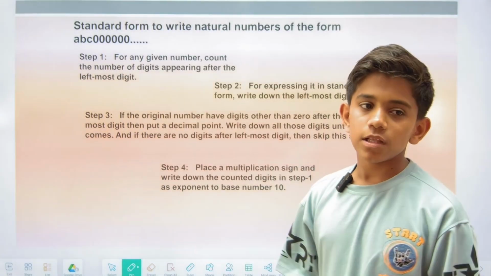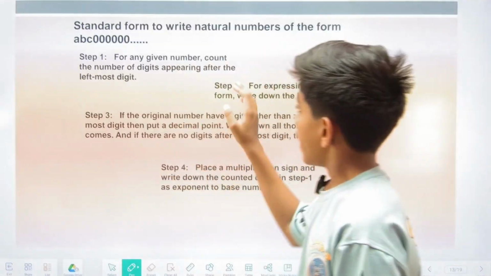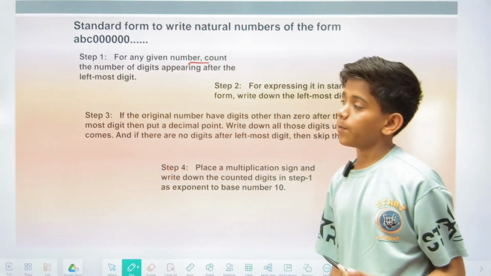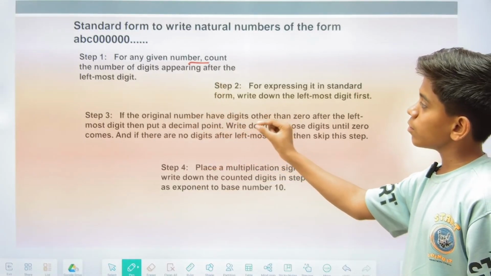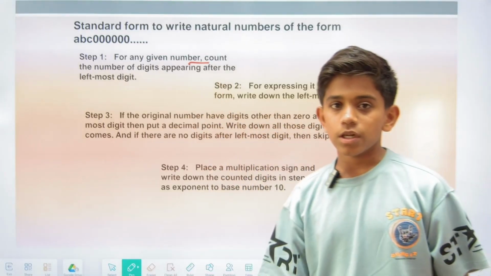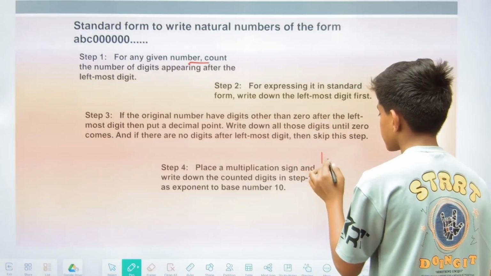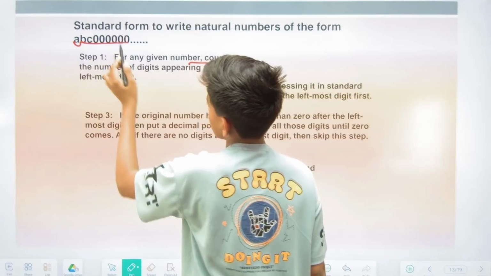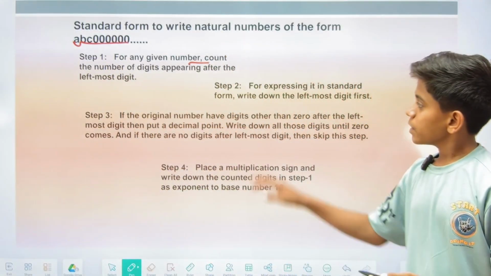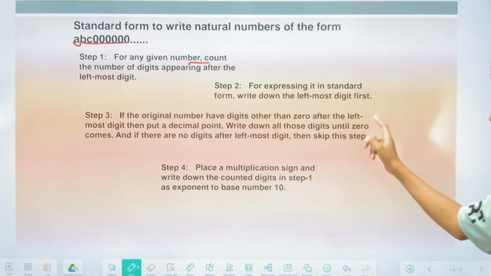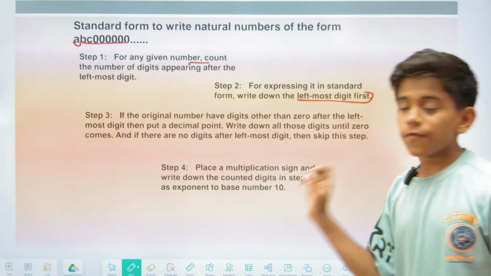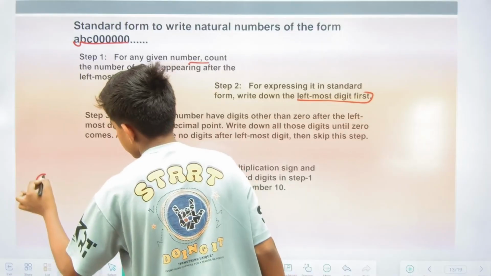Standard form to write natural numbers of the form a, b, c and so on. Now, how to write the standard form? For any number, count the number of digits appearing after the leftmost digit. Suppose this number is there, so after the leftmost digit, you just need to count how many digits there are. For expressing it in standard form, write down the leftmost digit first, that is a.